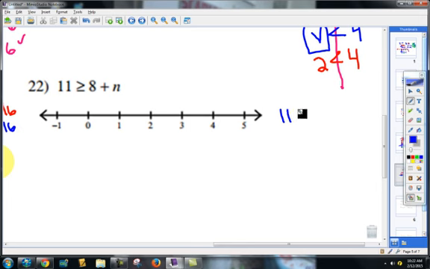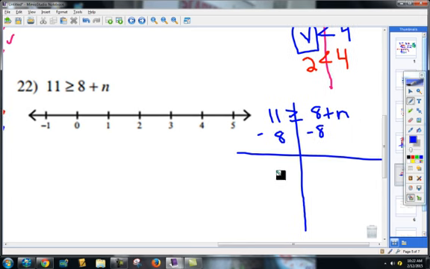Okay, same way here. We got 11 greater than or equal to 8 plus n. Draw our line. I'm going to be subtracting 8 from both sides. I know that's going to leave me with 3 greater than or equal to n. Can I go ahead and flip it now? I make sure I flip my sign. It's going to be less than or equal to 3.